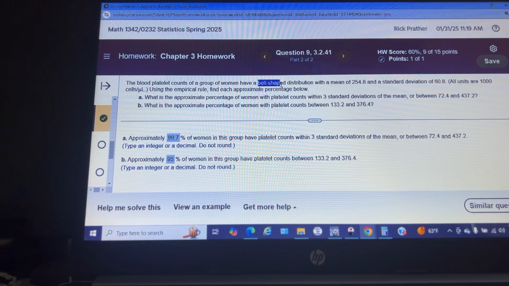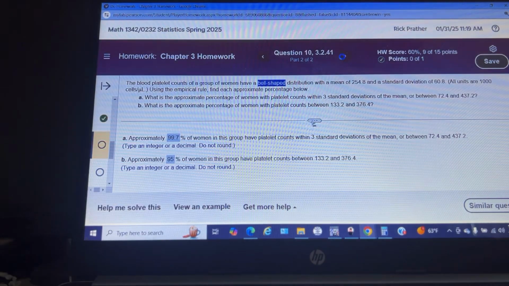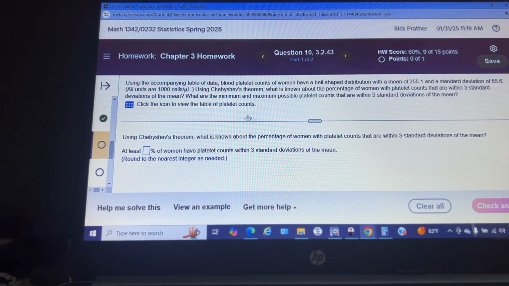See this bell-shaped right here? The empirical rule is the better rule because it's more accurate. But the downside is it only works if you know the shape of the graph is bell-shaped, which at this point they'd have to tell you that. So if they don't tell you the shape, or if they definitely tell you it's not bell-shaped, then you can't use the empirical rule. And there was a Russian guy named Chebyshev who came up with a more conservative rule.